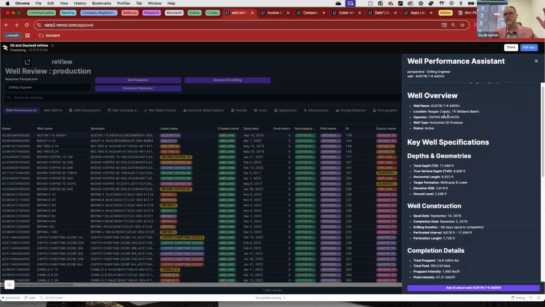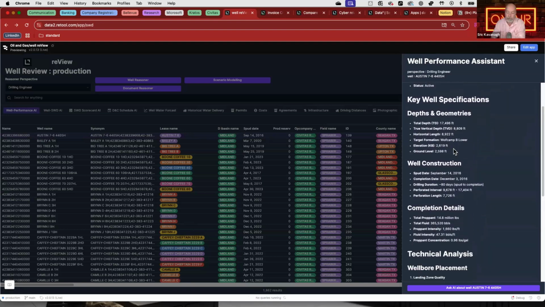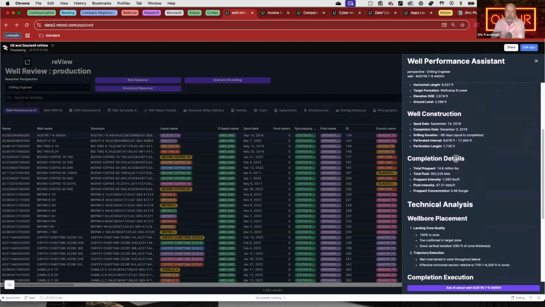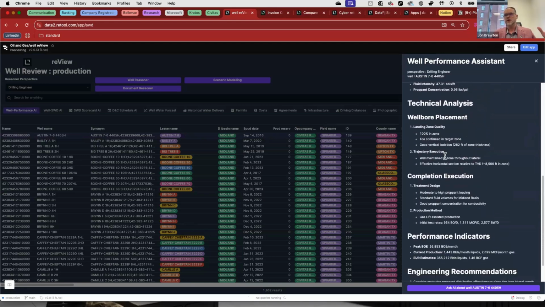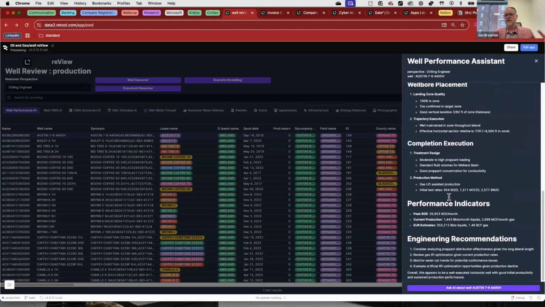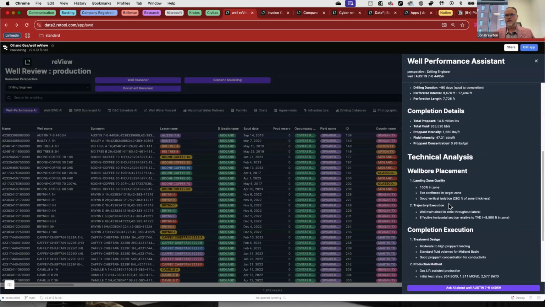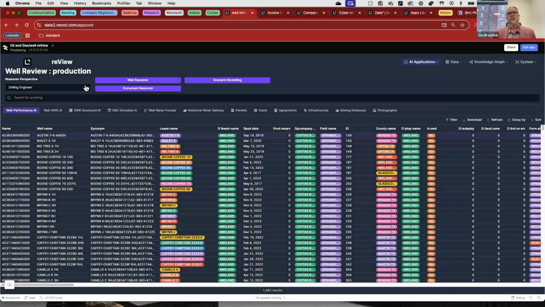And so what you'll see here is an overview of the asset history, the depths, geometry, the well construction, the completion details, the technical analysis for wellbore placement is 100% in zone. All of these things that are really important from an engineering context are recalled. And then you have the ability to dive in through that context as an engineer to start to engage the data on that basis.